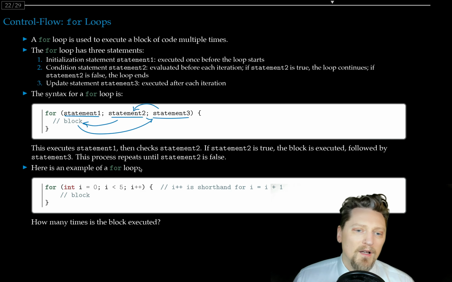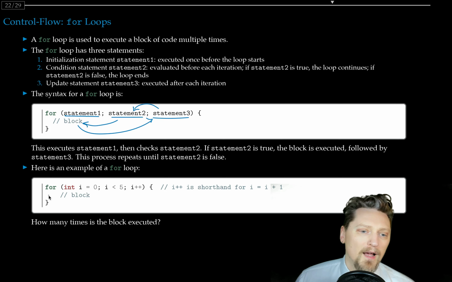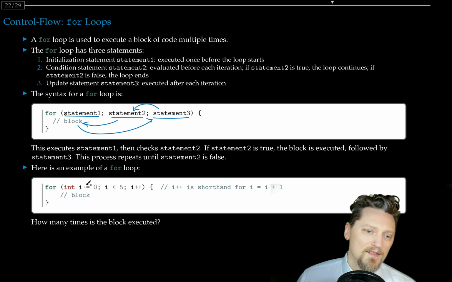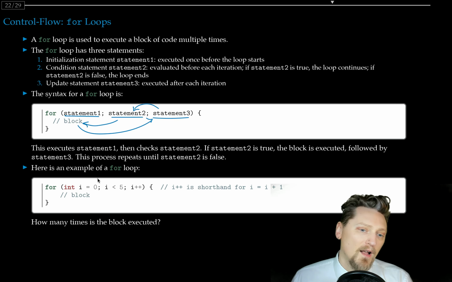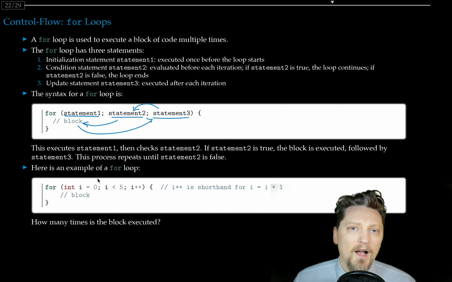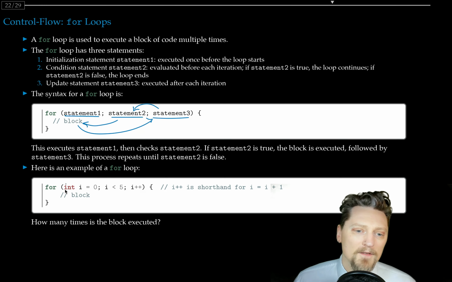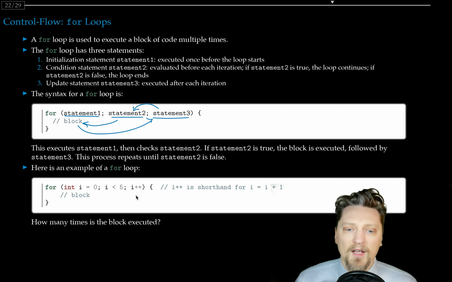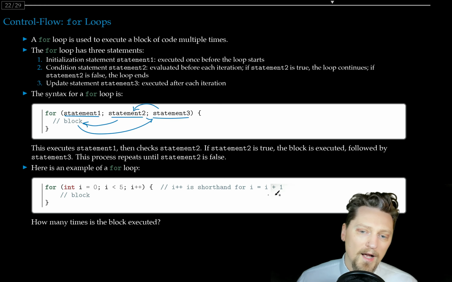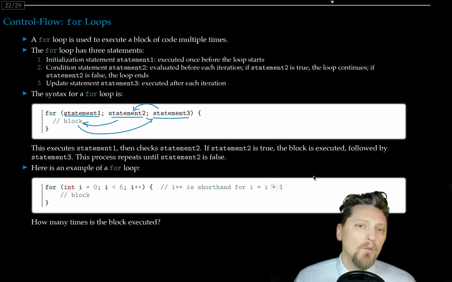So here's an example of a for loop. We have the for, and our initialization statement, int i equals 0. So we're going to start off some integer i at the value of 0. That's our statement 1. Our statement 2, the condition statement, is that i has to be less than 5 for us to run through the block. And finally, we have our update statement 3, i++.